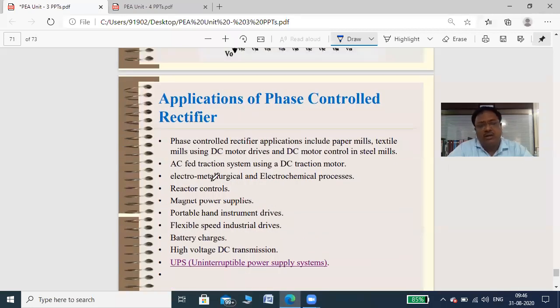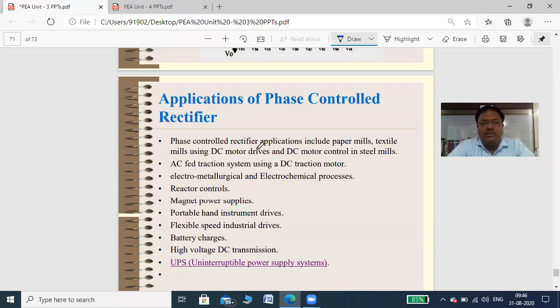Now the last part, applications of a phase controlled rectifier. Already 2-3 times I explained the applications of these controlled rectifiers while teaching the different topics under unit number 3. But again, I'll tell you the same applications. One of the most important applications is high voltage DC transmission. We have already discussed this application.